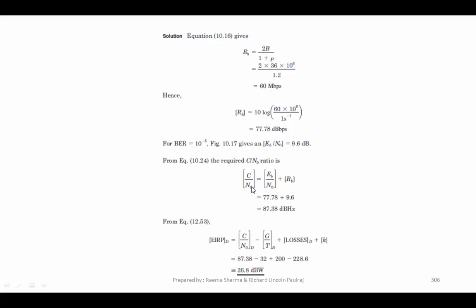Then our C/N is equal to Eb/N0 plus RP. So this one we have calculated as 77.78 plus our RP, which is about 9.6. These two values are added, because I wanted them in terms of decibels, and I will get 87. So my total EIRP will be C/N minus G/T. As I told you, it's a transmitting signal, so we are receiving. So it's a downlink frequency that is considered, plus losses plus Boltzmann constant. All these are considered, and we approximately get about 26.8 decibel. So the main thing here is conversion to the dB form, and this roll-off factor formula that you will have to remember.